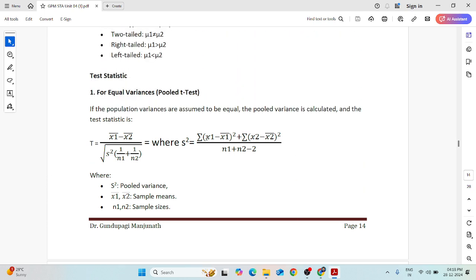So here also, if we observe this one, we are calculating the variance. S square, standard deviation square, is the variance actually. So we will be calculating the variance: x1 mean minus x2 mean by S square into 1 by n. That's why S square is called a pooled variance.